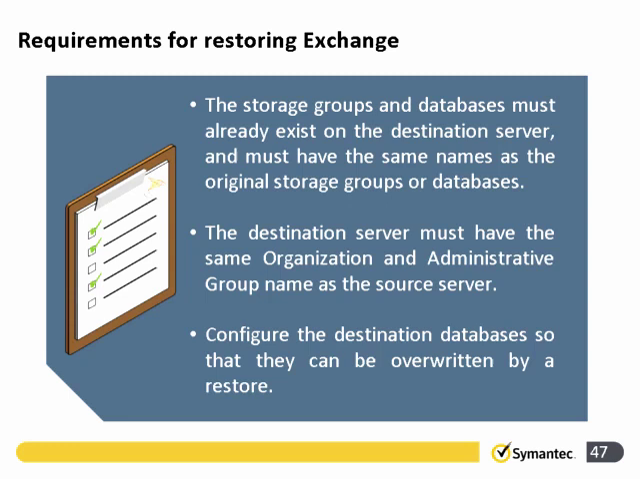Before I can restore Exchange, the storage groups and databases must already exist on the destination server. I have to have a parking lot in which to park the car. It doesn't have to have any data in it, but the storage group or the database must just have a name and exist. And then when you do the restore, Backup Exec will populate that with the data from your backup. The destination server must have the same organization and administrative group name as the source. And I must configure the destination databases so that they can be overwritten by the restore.